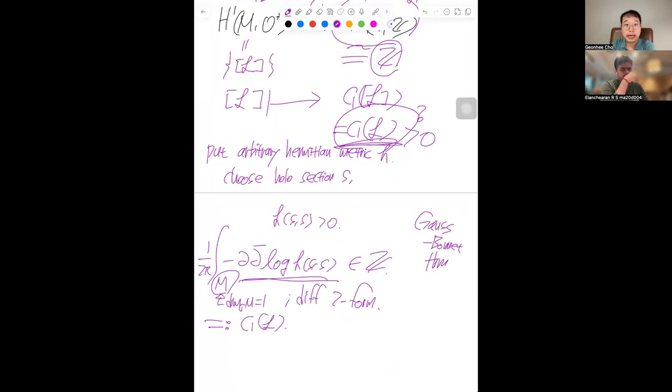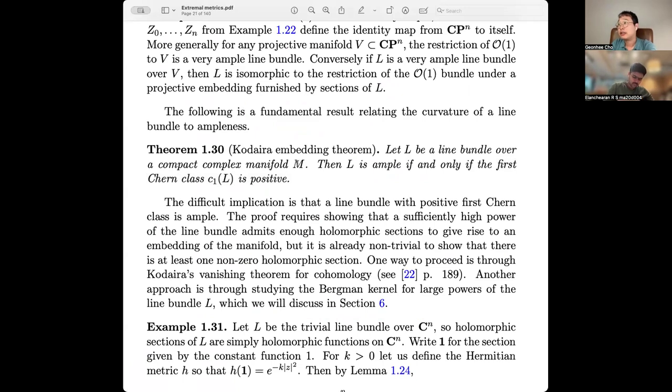Now let me go back to the statement. I know this is very rough. If a further clarification is necessary, let me know. That's why we can say the first Chern class is positive. You can just assume that.